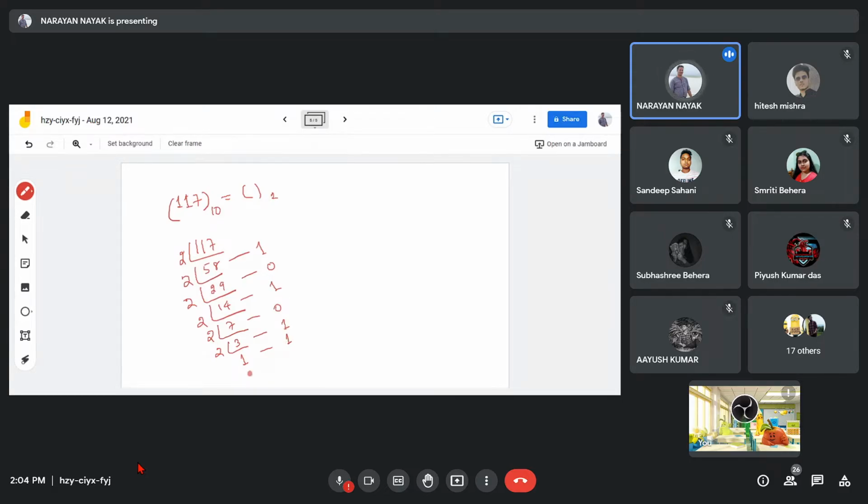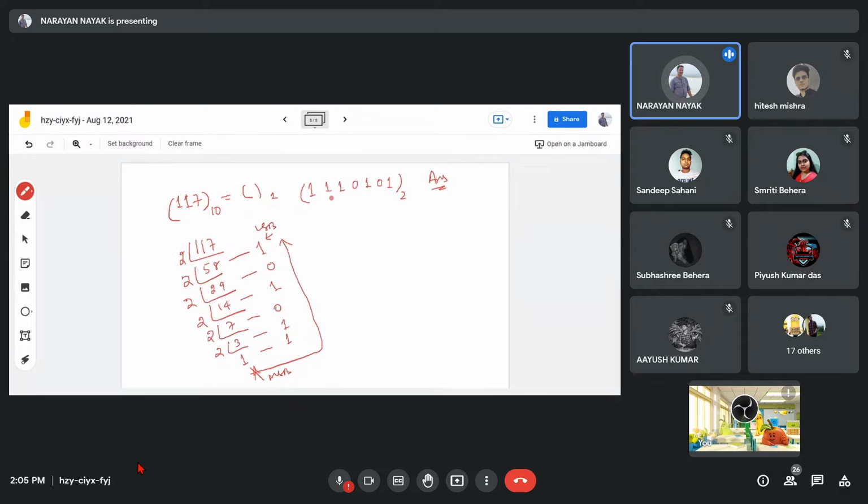So what you have to do is consider the remainders from down to up. Now your answer will be: this one is your MSB, which is represented first, and this one is your LSB. So your answer will be 1 1 1 0 1 0 1. This is the answer. Understood? This is the answer.